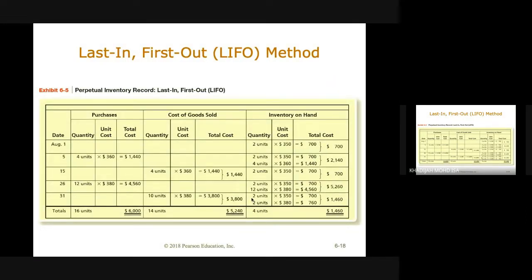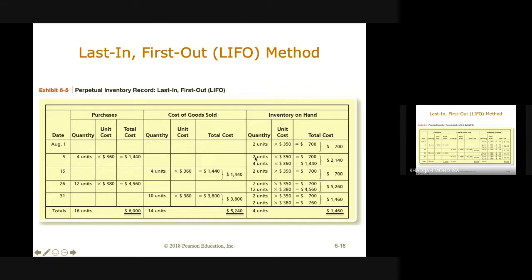Using the same information, you start with a balance of 2 units at 350. Then you purchase 4 units at 360. So you still record the balance in hand: 2 units at 350, 4 units at 360. The difference is that when you sell 4 units on August 15, you have to decide which cost the 4 units come from. So you have to look again.